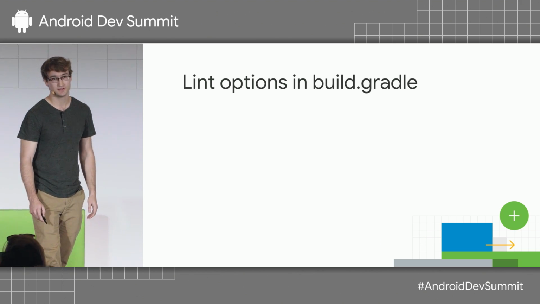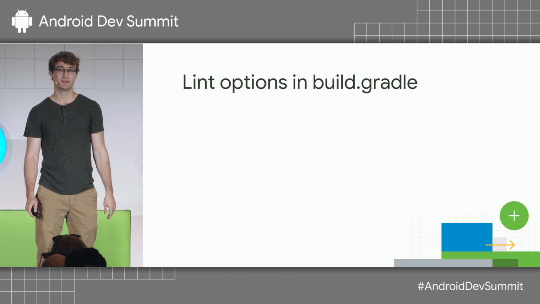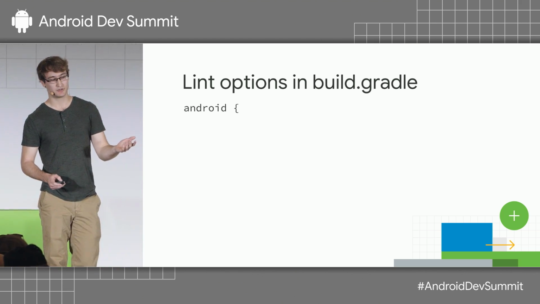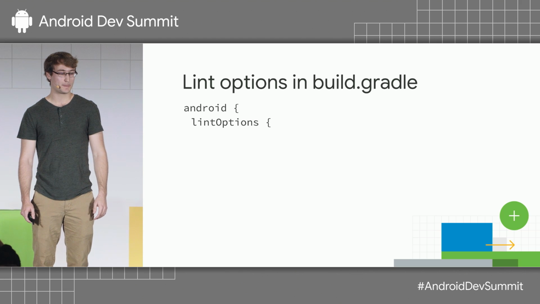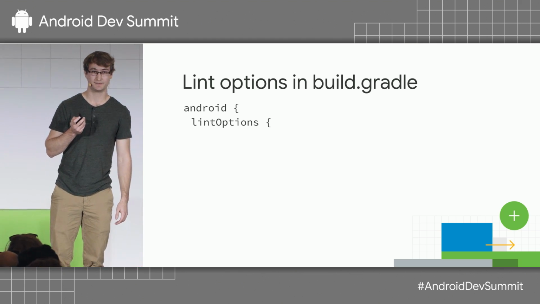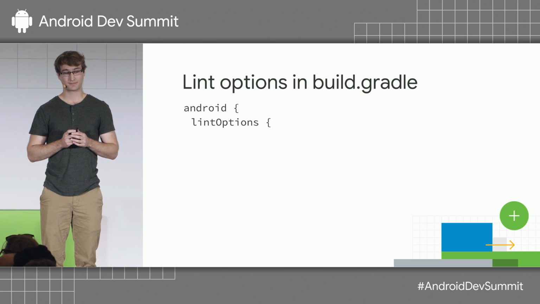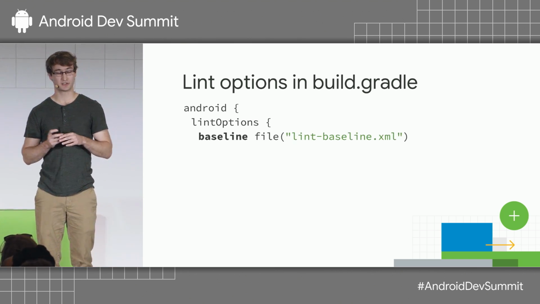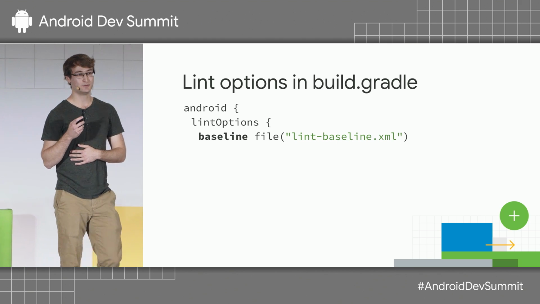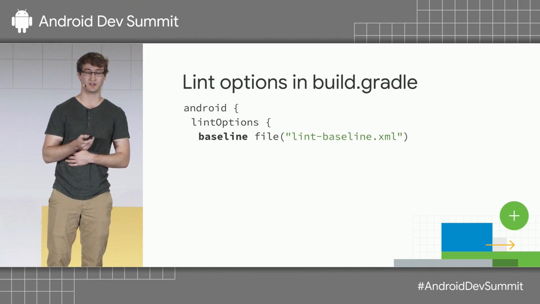There's actually another way to configure Lint, which is with Gradle. So if you go into your build.gradle file, you have this Android block, as you know. But you can also add a Lint options block. And there's some really powerful options here. I'm just going to go through a few examples. This first option here is a really powerful tool. Anyone with a really big project, you really want to pay attention to this.